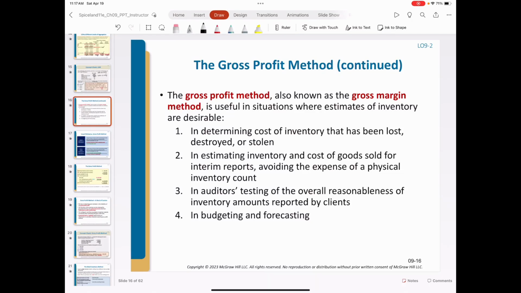The next method is the gross profit method. This method is mainly for estimates of inventory. It is not for financial reporting. The following are scenarios when we need to estimate the inventory balance. The idea of this method is very simple.